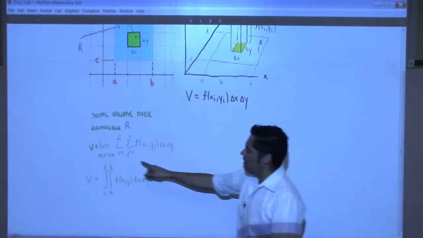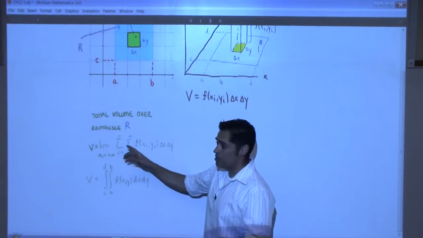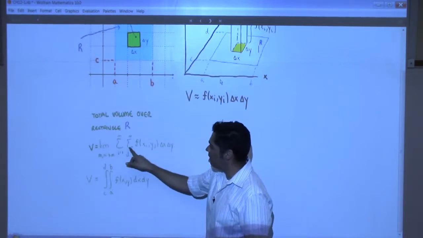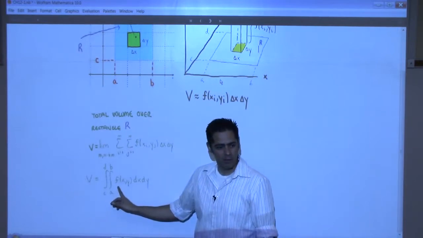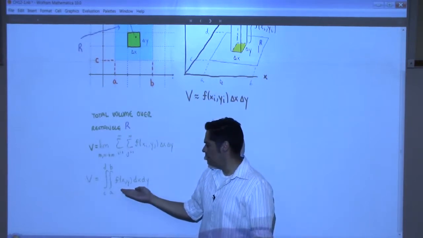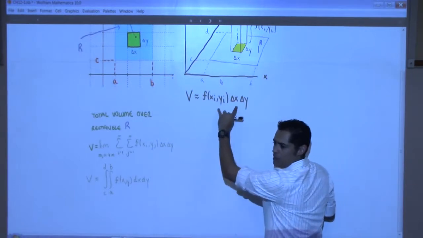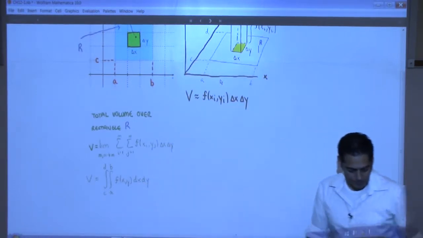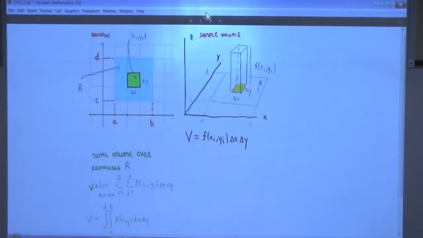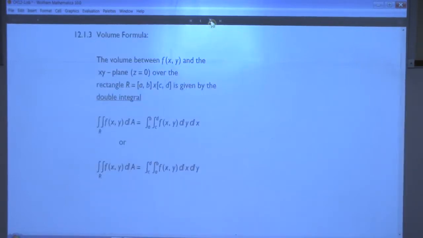It's the limit as you let the number of these rectangular boxes go to infinity of a double sum, which creates a double integral. And then this right here is this formula converted over. Do you all see that? And that's it. That's how you find the volume. It's our formula. It's what we're going to use for the rest of this section.